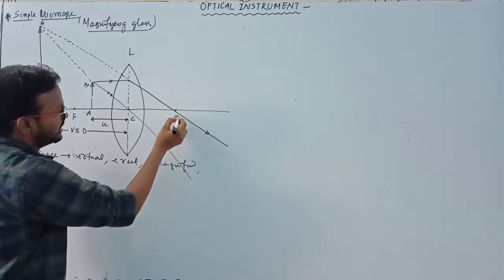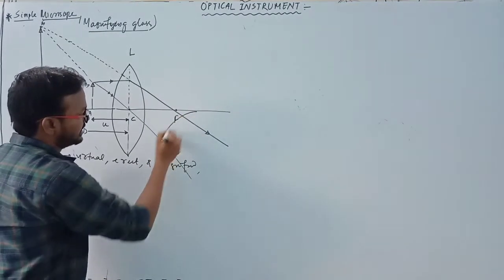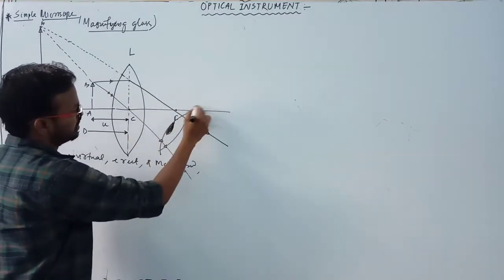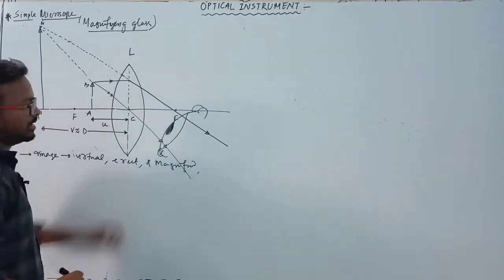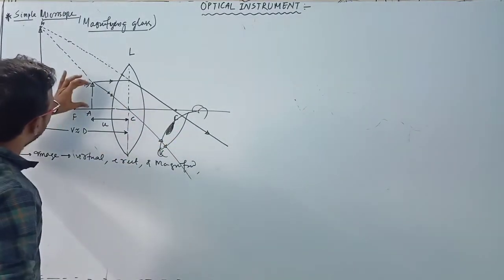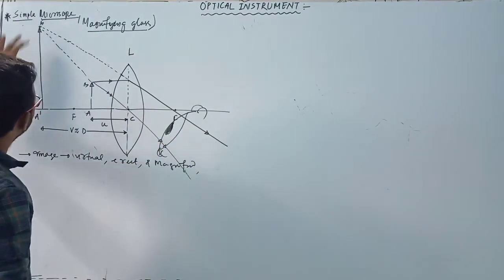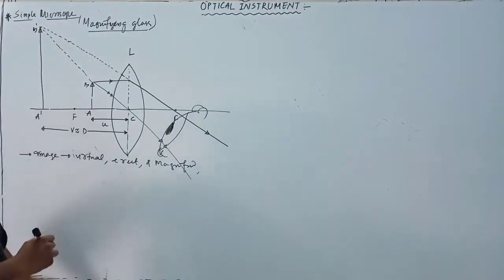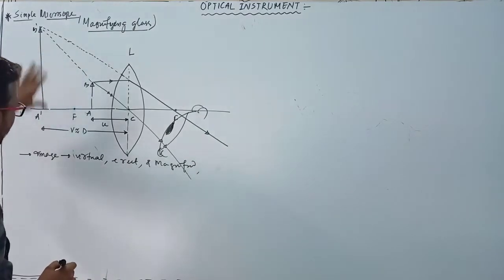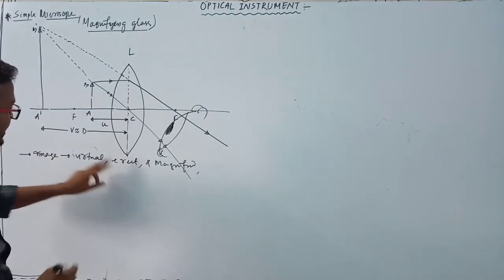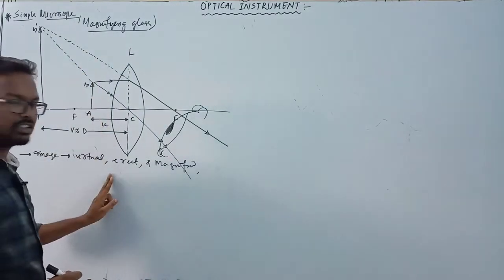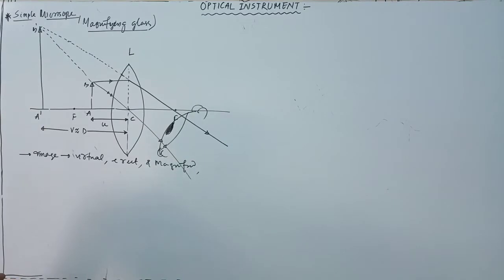So if we observe here, suppose there is an eyepiece here which is very close to the lens. If we observe, then the image of this object which we will get is A dash B dash. And that image is magnified, erect, meaning on the same side as the object, and again virtual. Clear? Okay. Now we will discuss the magnifying power of this lens.